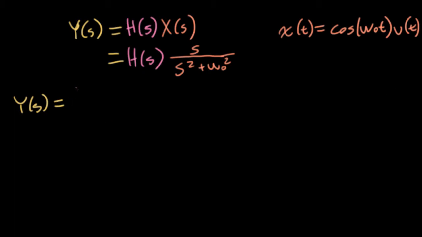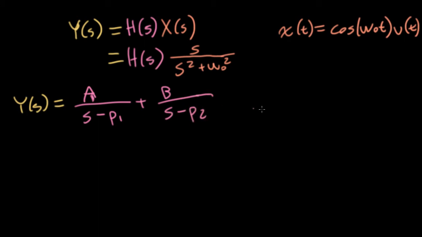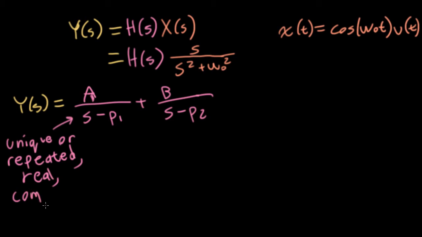I'll have a bunch of terms associated with the various poles of H. So maybe I'll have a p1, and maybe I'll have a p2. They could be a whole bunch of things. They could be unique, or maybe some of the poles are repeated, and then you would have to deal with them the appropriate way. They might be real, they might be complex valued, whatever. As usual, I'm going to assume that all of our time domain functions are real. You can do appropriate extensions for complex valued time domain functions if you need to. And so on, however many of these we have.